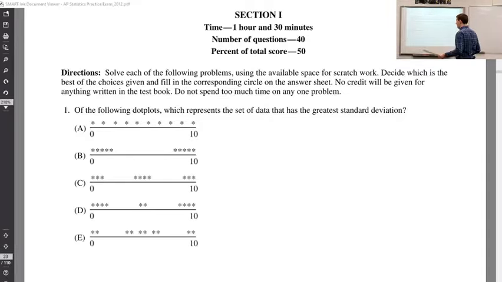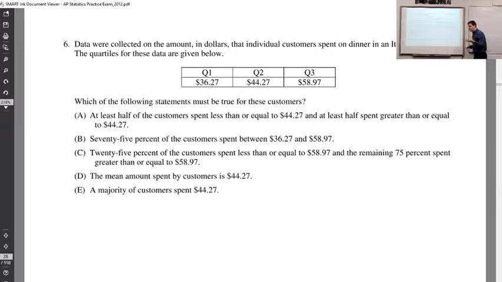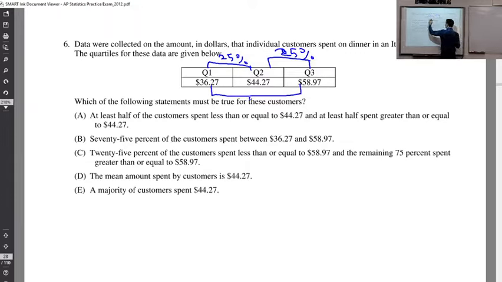Next one, number 6. Which of the following must be true? Remember that for the quartiles, these are basically like 25th percentiles. So this is in sections of 25. So between the minimum and Q1 is 25%. Between these is 25%. Between here is 25% of the data. Between Q1 and Q3 is 50% of the data. So that's what this question is asking about.